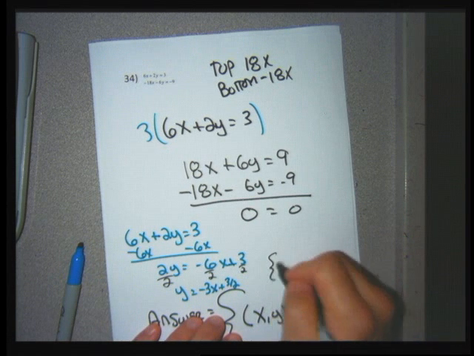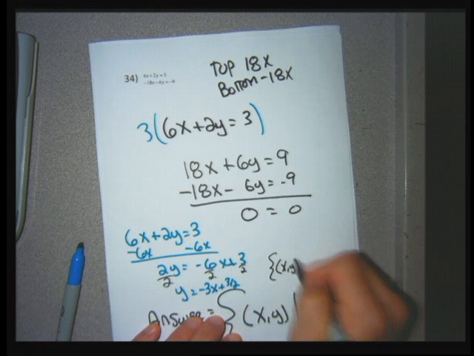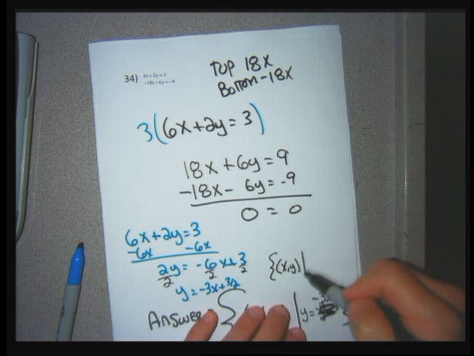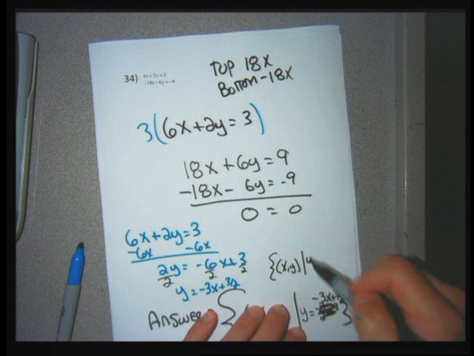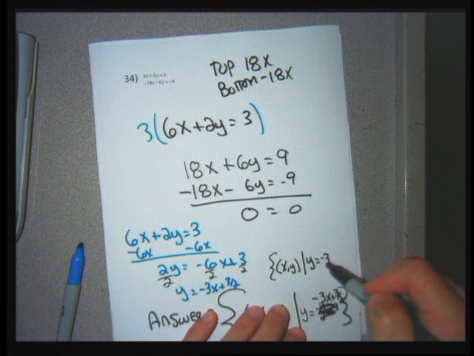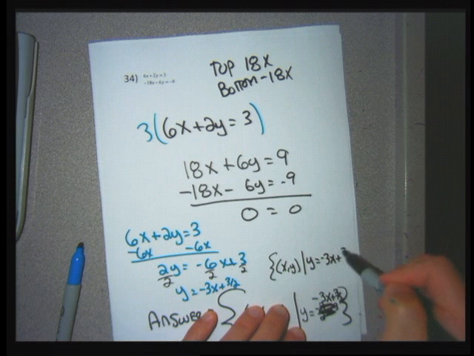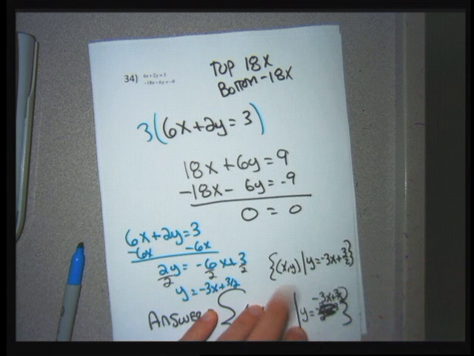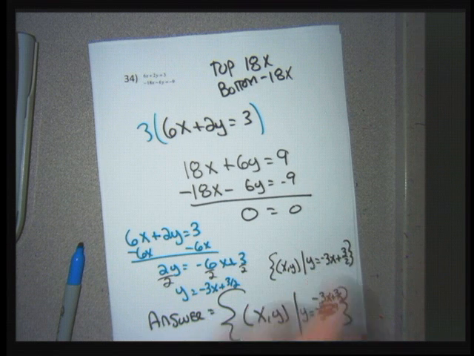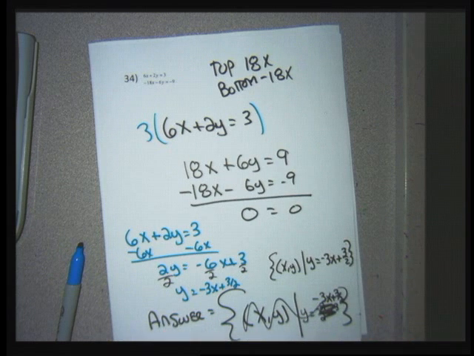Checking is harder though. It's hard to explain how to check this. Graphing, you'd graph both equations and they'd line up on top of each other. So the answer to this should be the set of all xy such that y equals negative 3x plus 3 halves. And that would be an adequate way to write the answer to this.